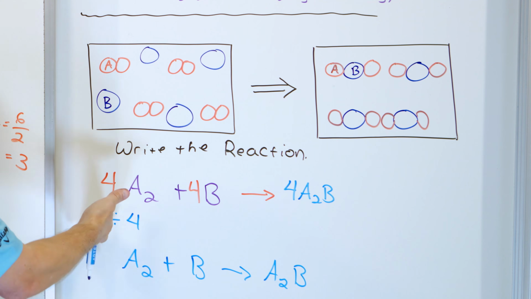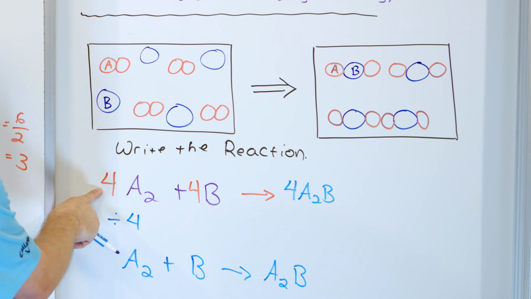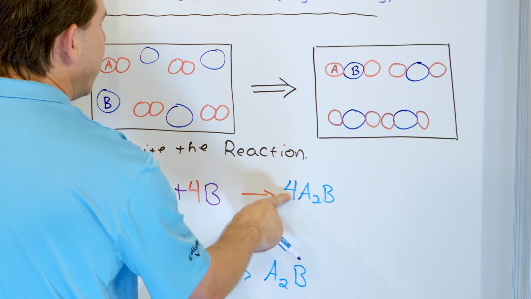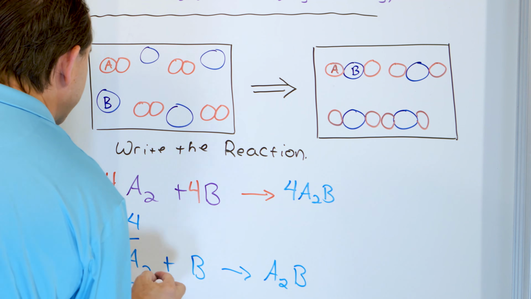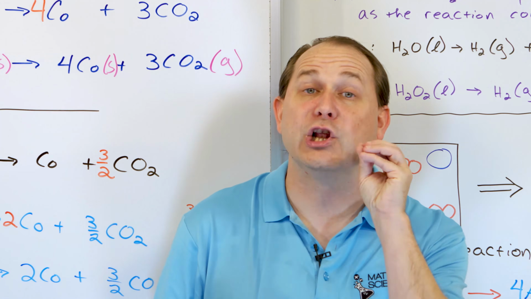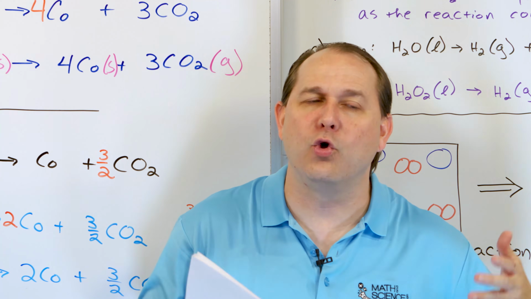So again, you can think of it as dividing by 4, or multiplying by 1/4, to give me 1 each time. This is the proper balanced chemical reaction, because a balanced chemical reaction should have the lowest ratio of whole numbers in there.